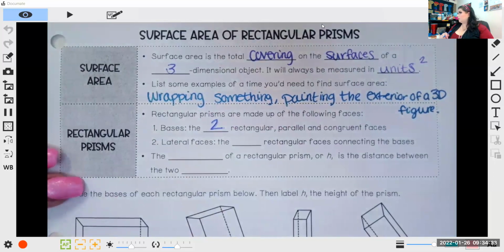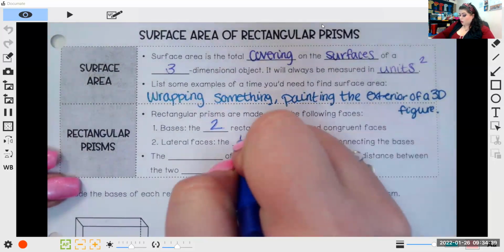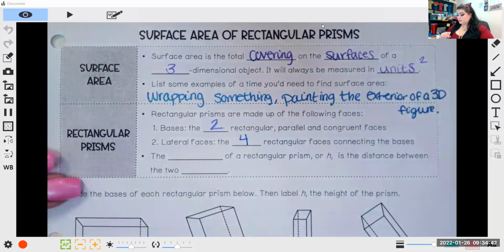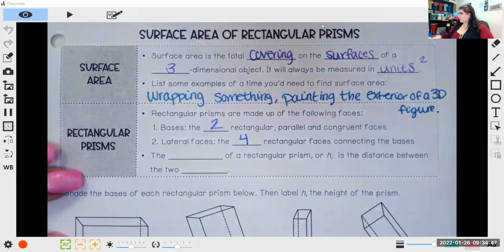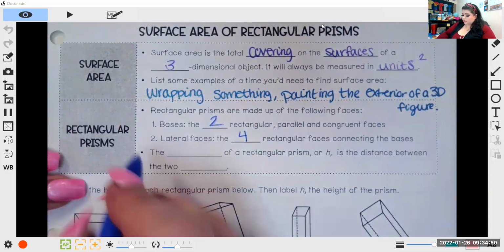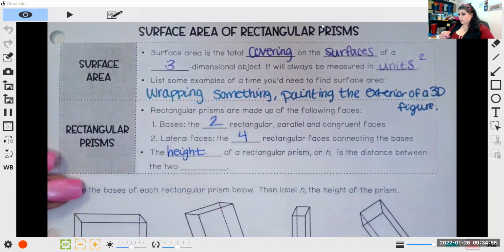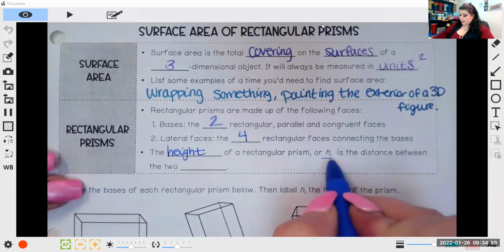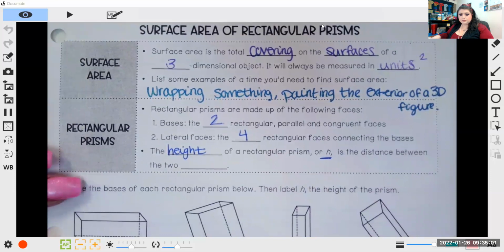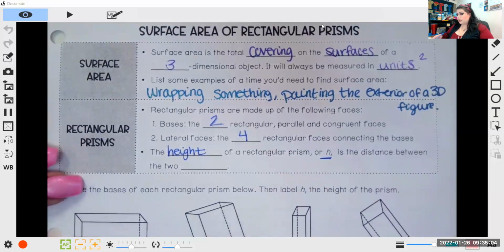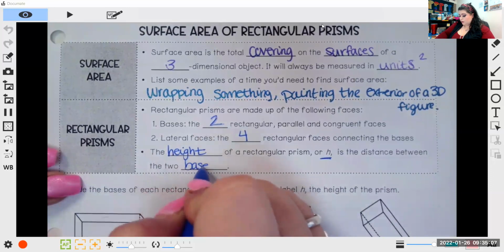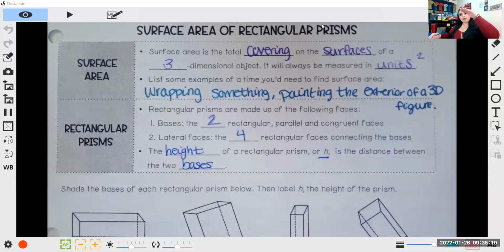Now we have lateral faces. Lateral faces are four rectangular faces connecting the bases. Last but not least, we have the height of the rectangular prism, and we reference this as H, just like we've done previously. It's the distance between the two bases. Remember, we say our height is from base to base, okay?